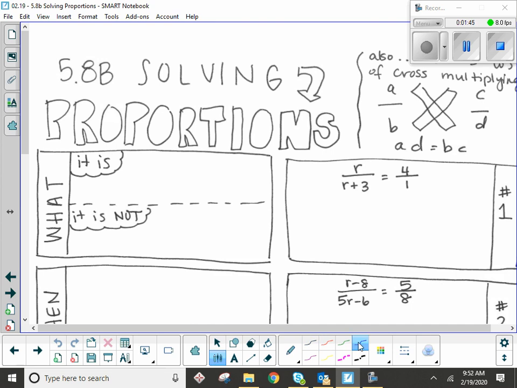So here's our goal for today. Solving proportions. These are rational equations, but they're a specific kind. Tomorrow we're going to solve a different kind. So here's what rational equations look like when you can solve using today's method. It'll look something like this. You will have some stuff over some other stuff equaling some stuff over some other stuff. Okay?